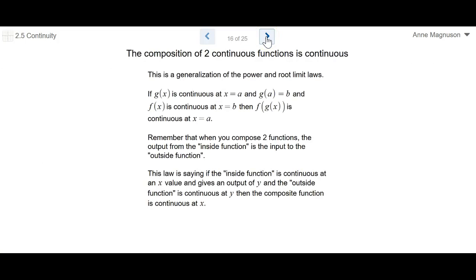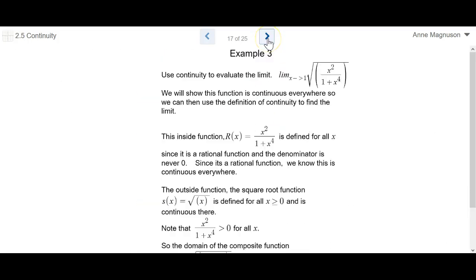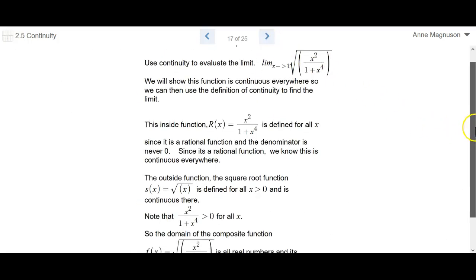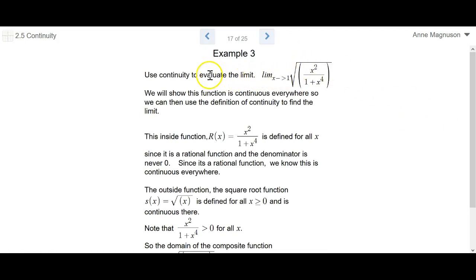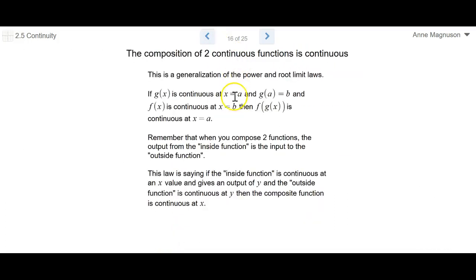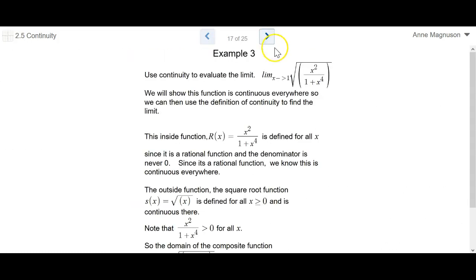So this theorem is telling us that the composition of two continuous functions is continuous. And you've actually seen that in section 2.3 when we were allowed to put the limit symbol inside of a function, if you recall. So let's take a look at this. This is a handy theorem. So we're going to use continuity to evaluate this limit. And we're going to use that theorem that we just saw, that the composition of two continuous functions is continuous.